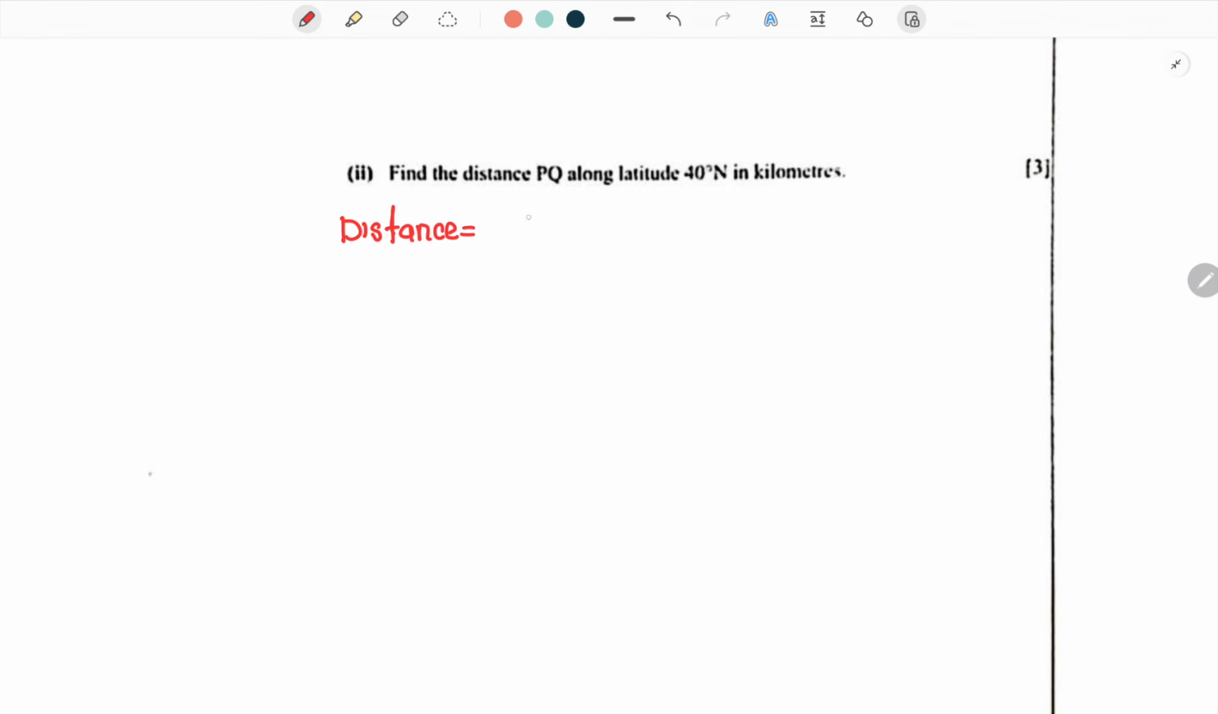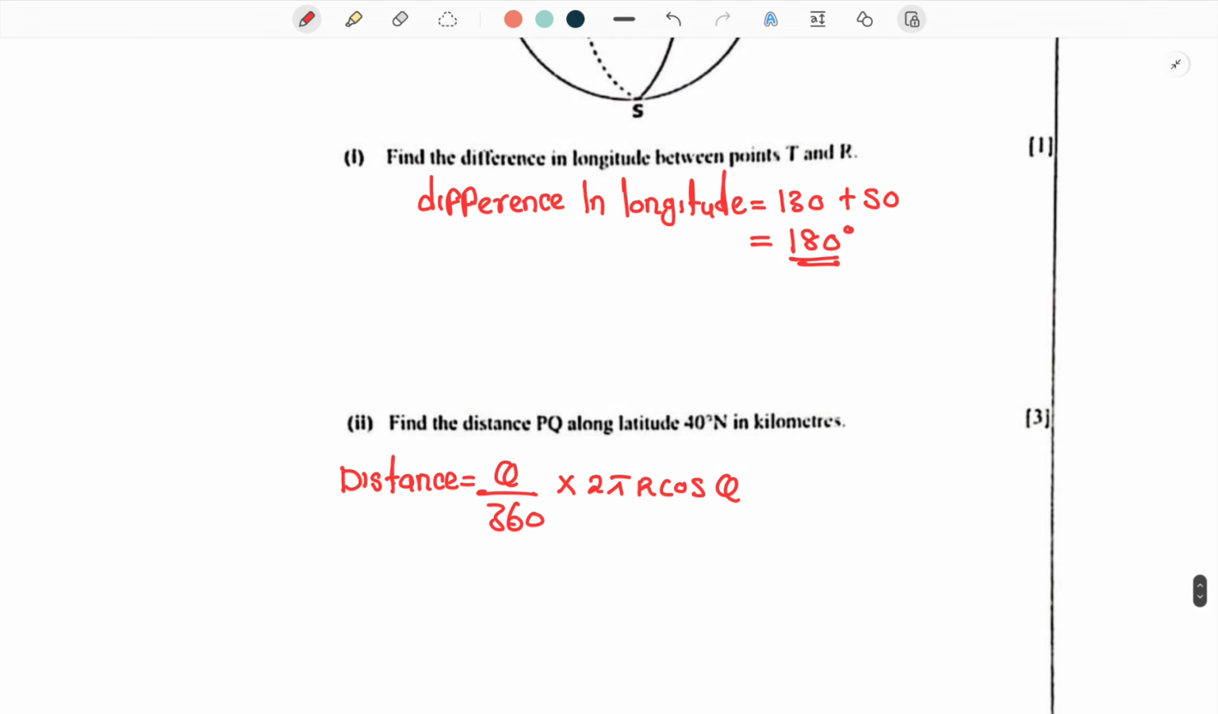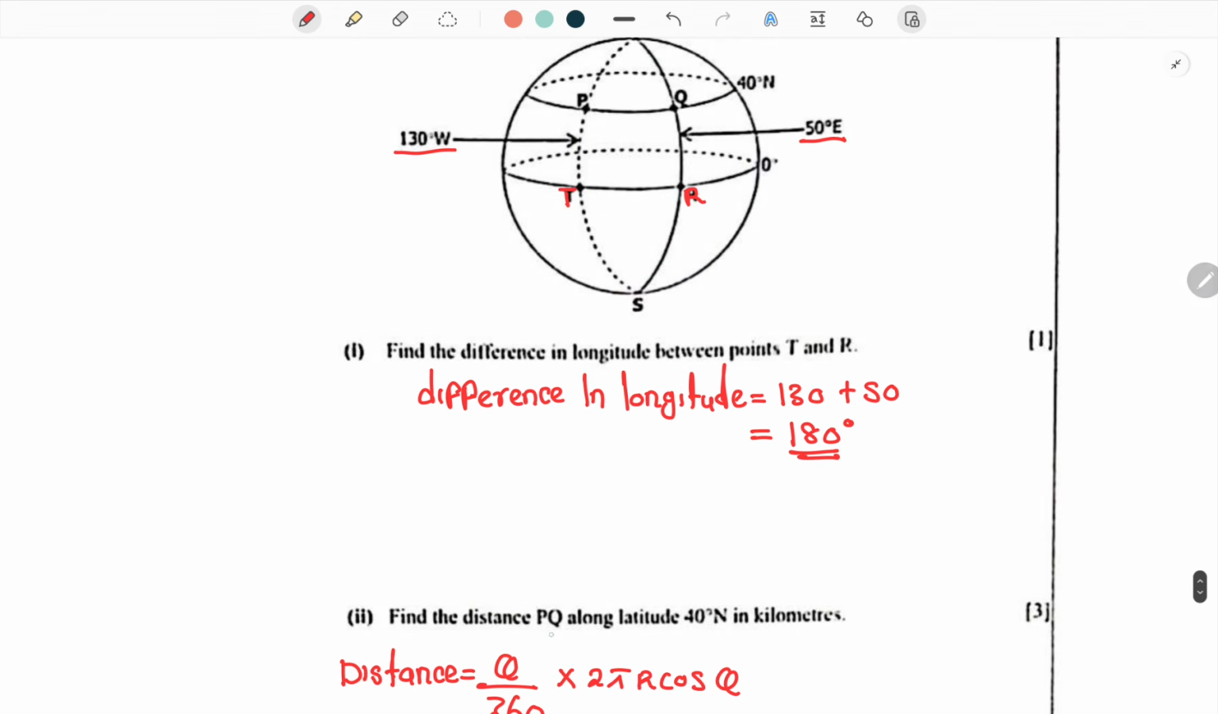Distance is equal to theta over 360 multiplied by 2 pi r cosine theta. So in this case, we need to ask ourselves, what exactly were we given as a value of our theta? Okay, so let's go back. They're saying we are finding the distance PQ. Where is PQ? This distance. Now, we need to find our theta, right?